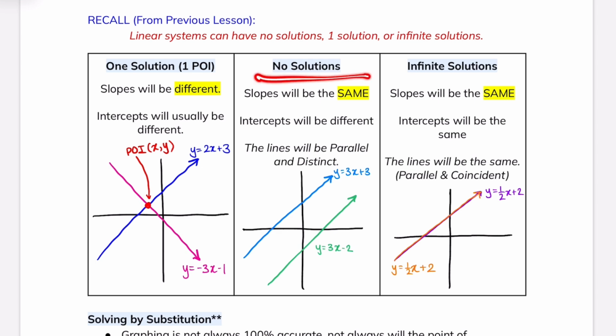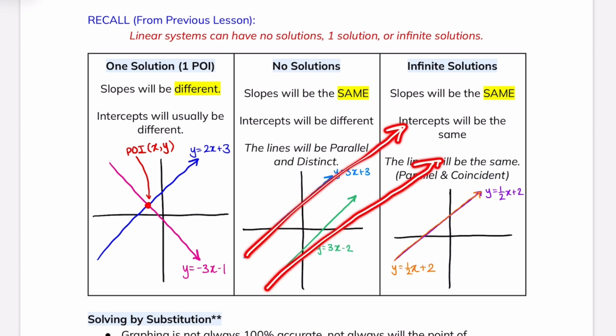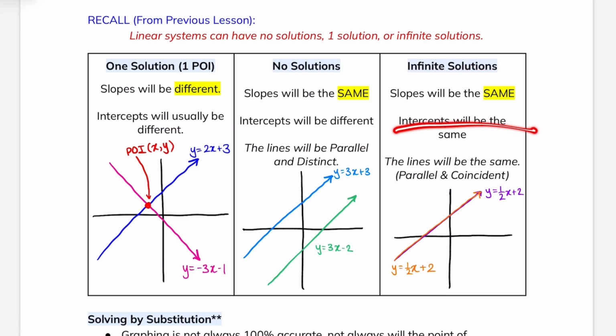You're going to have no solutions when your slopes are the same and your intercepts are different. So visually, you're going to have two lines that are going in the same direction because their slope is the same, but their intercepts are different, and so they're going to be parallel and distinct. These lines are going to go on forever like this, and they're never going to intersect, hence why we have no solution.